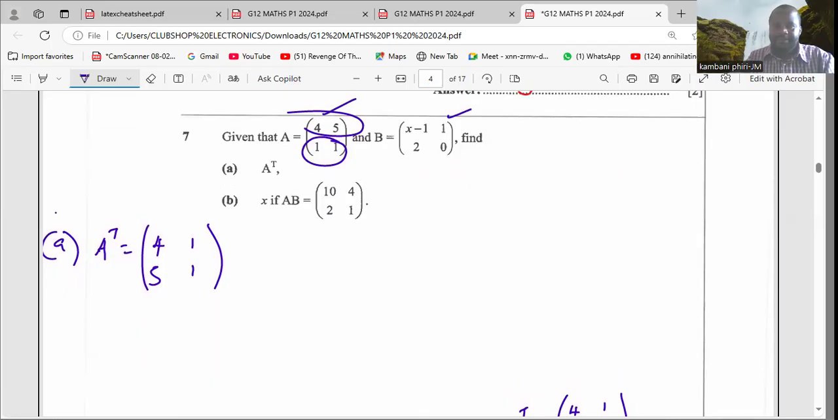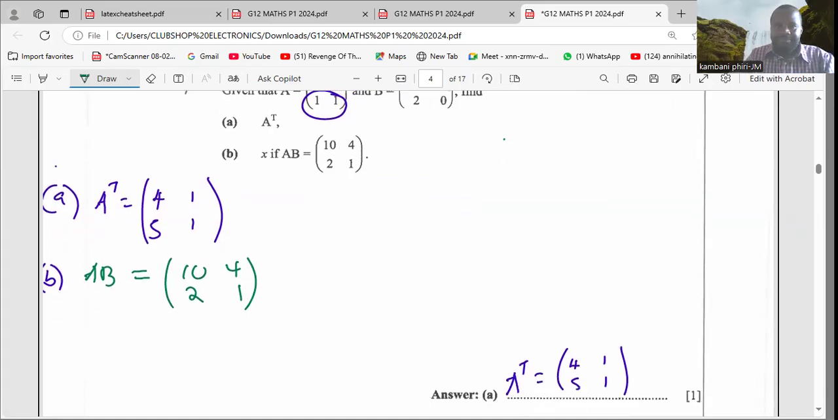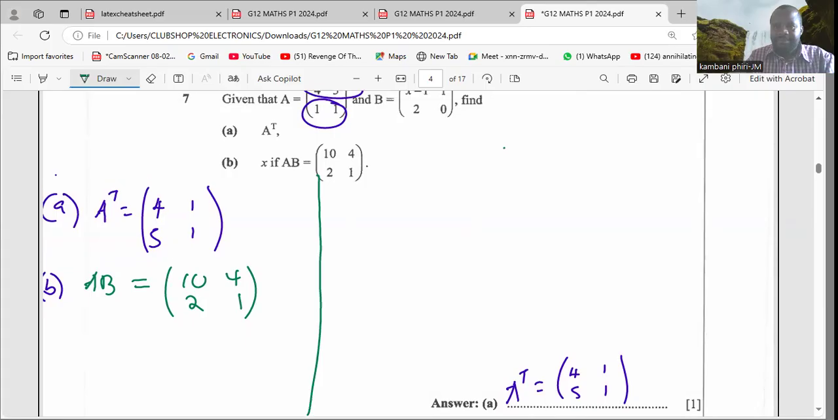Then B, find the x if AB is this. So AB, they are saying is equal to what? [[10, 4], [2, 1]]. Now, what is AB? AB is A times B.